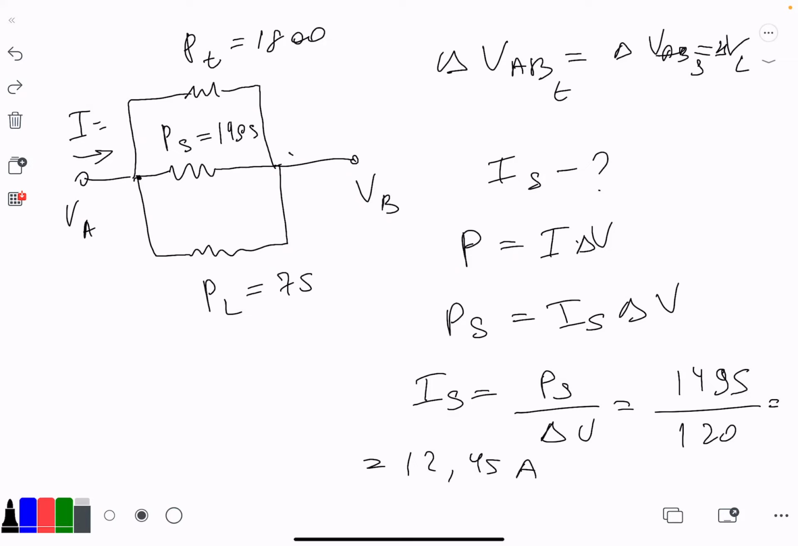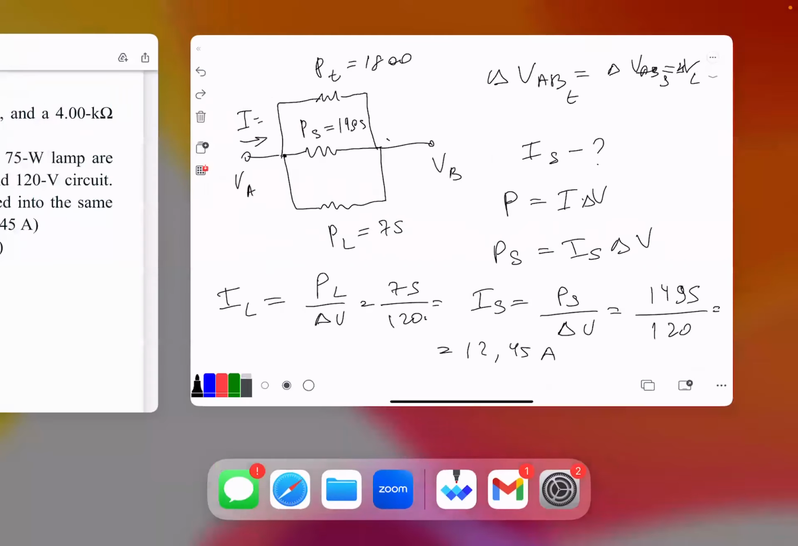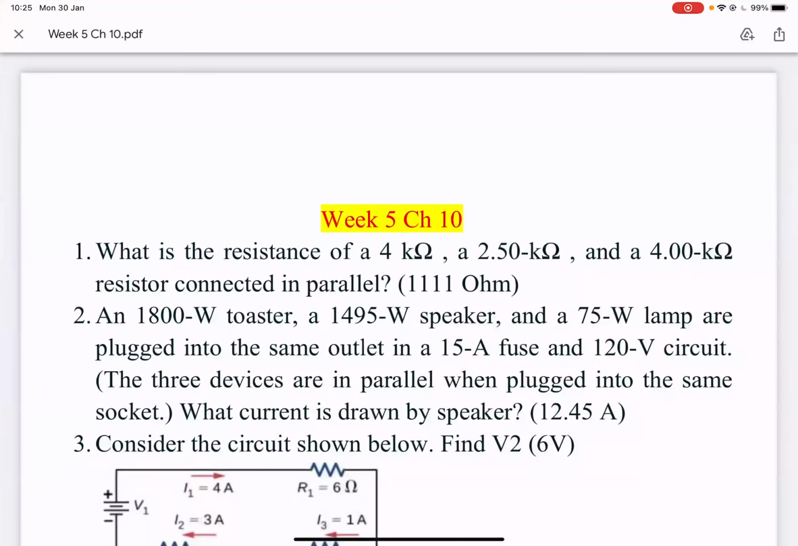Any question? Same thing you can do for the toaster or lamp. Obviously, the lamp will consume less current, or less current will pass through the lamp because it has less power consumption. So IL will be PL divided by delta V. So 75 divided by 120.